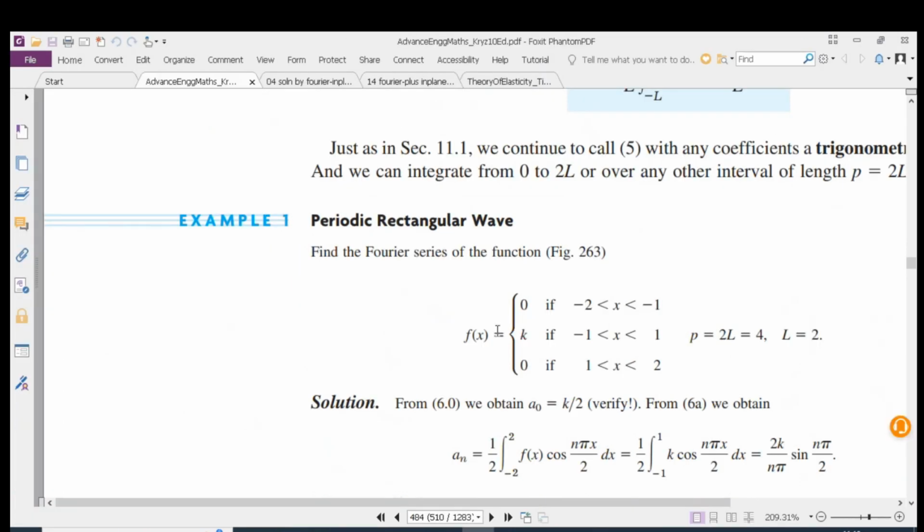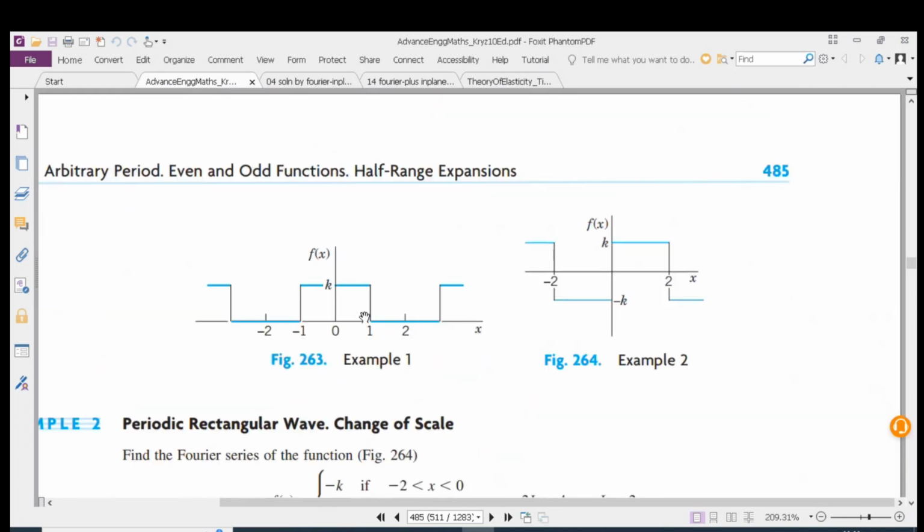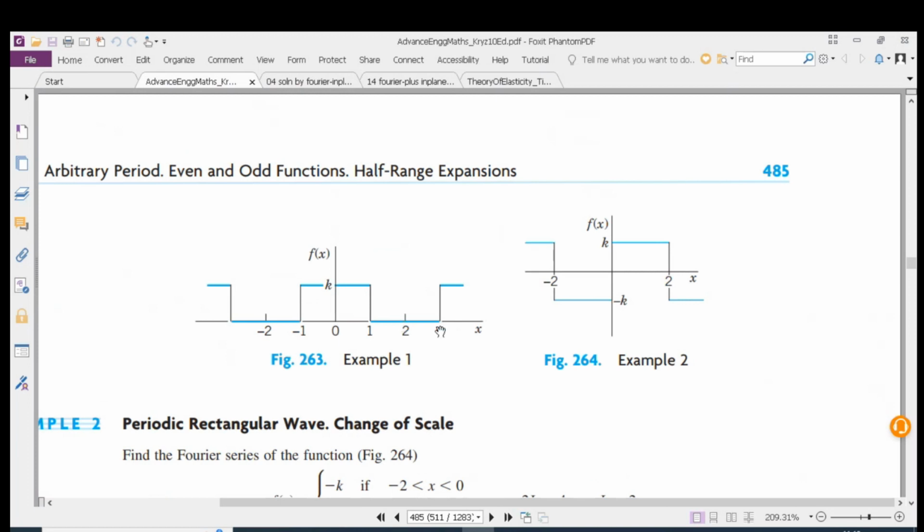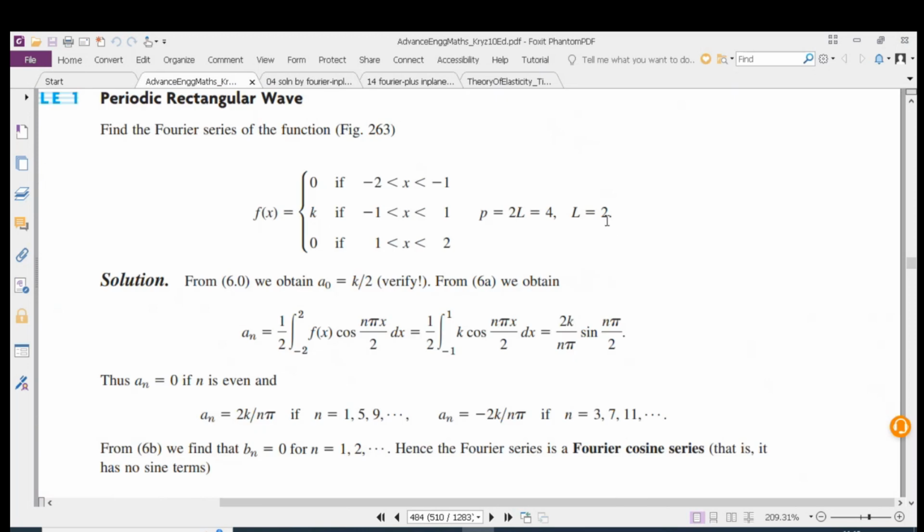So imagine we have a rectangular wave, which is shown over here. This is a rectangular wave, which is repeating itself after an interval of 2. So the wave is given to us over here. We have f of x equal to 0 if x ranges between minus 2 and minus 1, f of x is equal to k if x ranges between minus 1 and plus 1, and f of x is 0 if x ranges between 1 and 2. The overall period 2L is equal to 4, as we can see over here, and L is equal to 2.